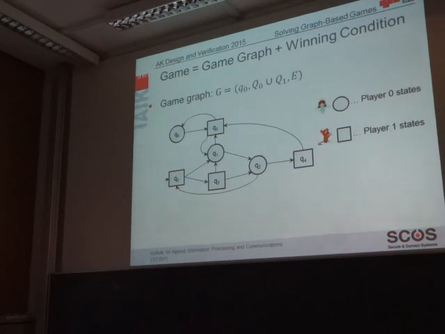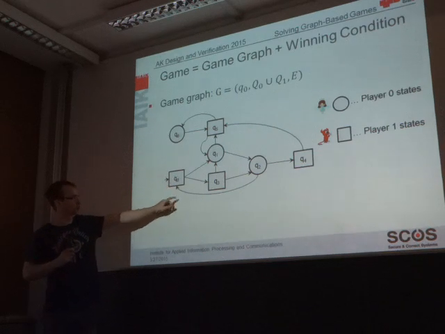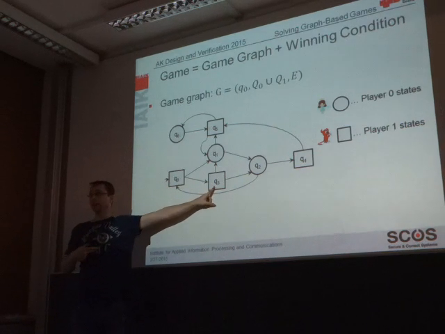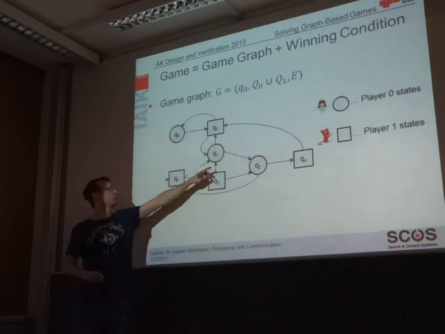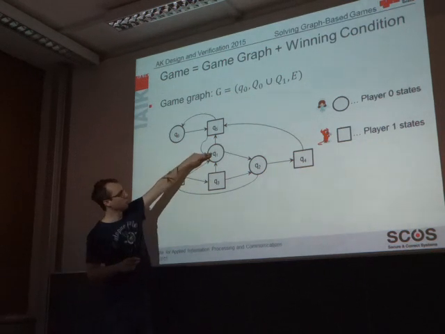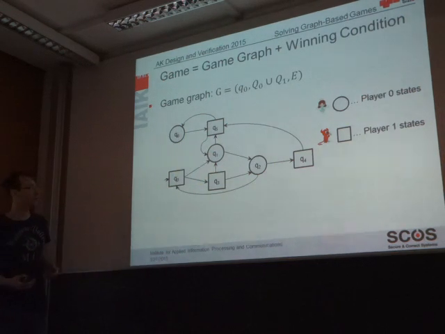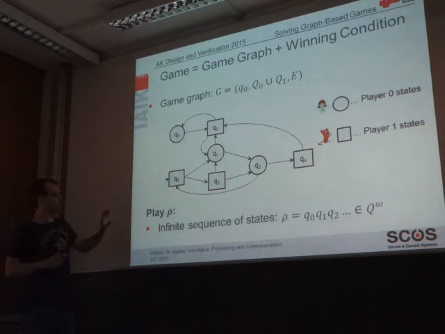So this game is played as follows. We always start in the initial state. Let's say I'm the evil player. This is a box state, so I can choose a successor state. I can choose to go to Q3. Q3 is again a box state, so I can choose again, and I can choose to go to Q1, for instance. Now Q1 is a circle state, so this state belongs to you, to the system. So you can choose either to go to Q2 or to Q5. And this choosing of successor states is repeated in an infinite execution. So a play of this game is always an infinite sequence of states.